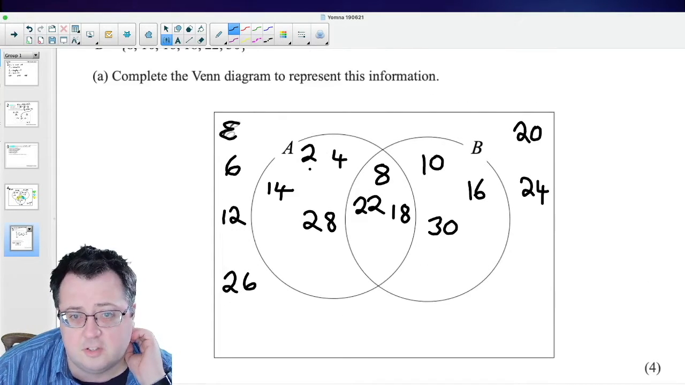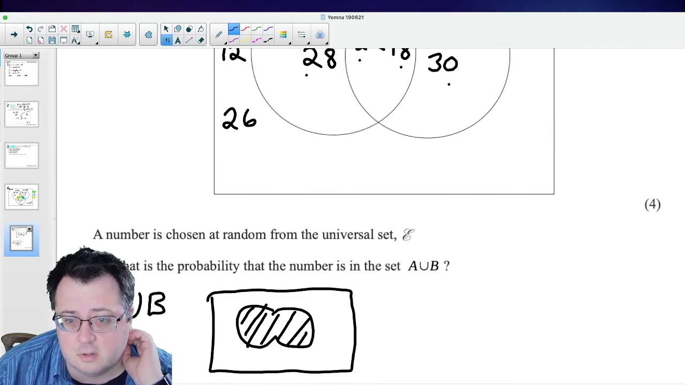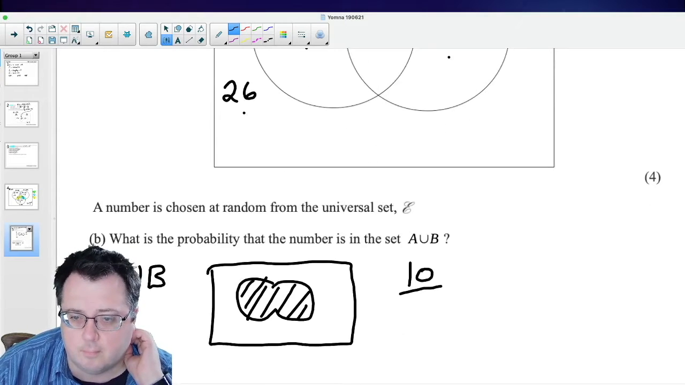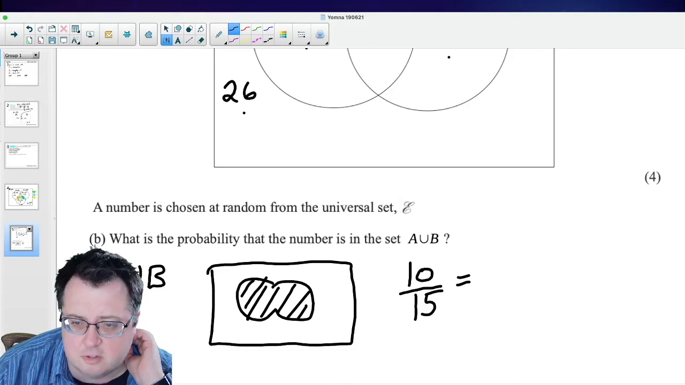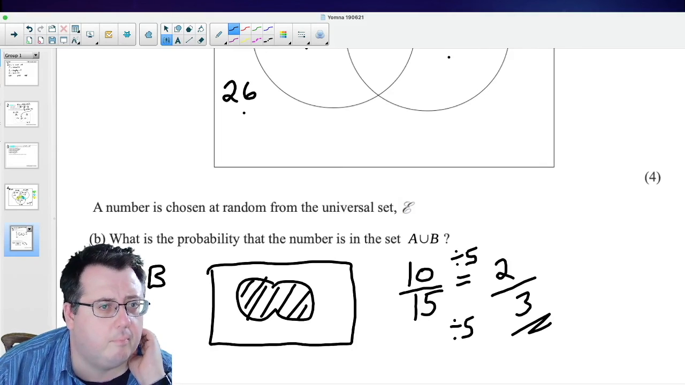Yeah. So how many numbers have we got inside? We've got 1, 2, 3, 4, 5, 6, 7, 8, 9, 10 numbers. Out of 11, 12, 13, 14, 15 numbers. 10 out of 15 cancels down to 2/3. Yeah, because you can divide top and bottom by 5. Is that okay? Yeah.